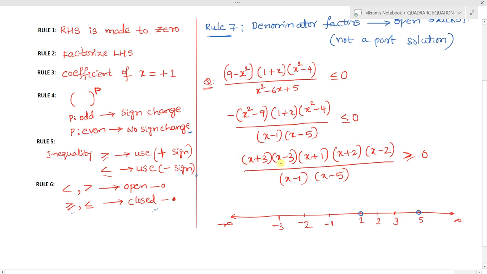Next, for all the remaining numerator factors, the values are greater than or equal to. Whenever equal to comes into existence, we have to use the closed circle, that means a dot has to be represented over here. So -2 is also in the solution, and -3 is also in the solution.